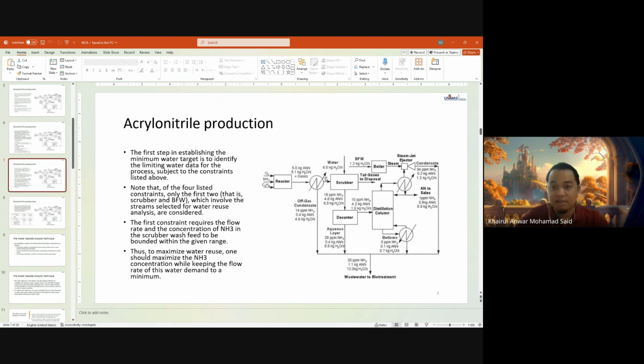So there are two water uses. We need to channel this whole stream going to the wastewater. You can either channel it here, the wash feed of the scrubber, or the water order. The first constraint requires the flow rate and the concentration of ammonia in the scrubber feed to be bounded within the given range. The one we already covered.